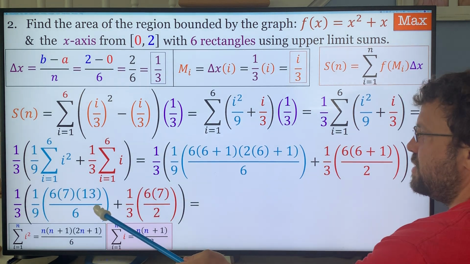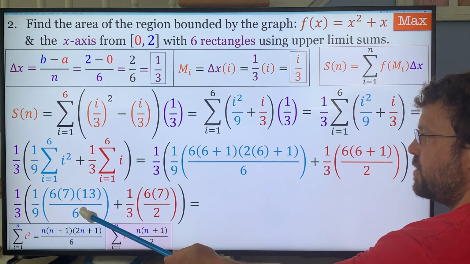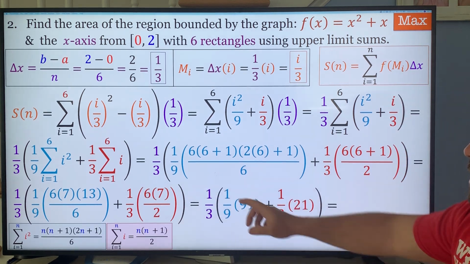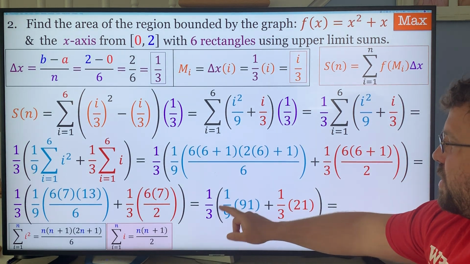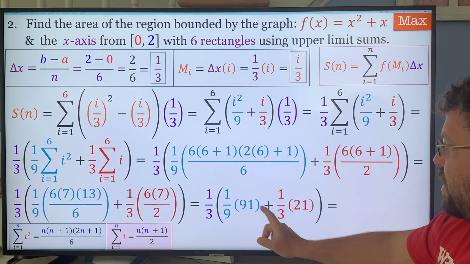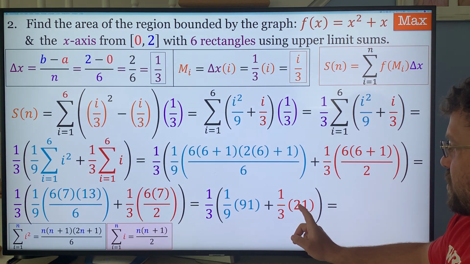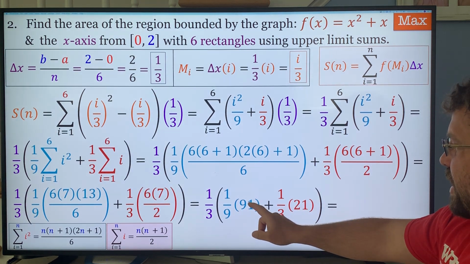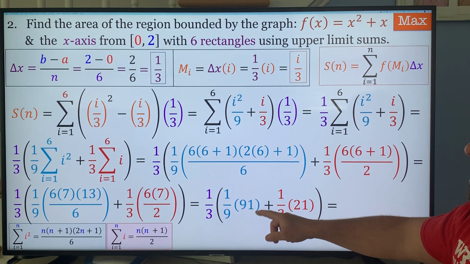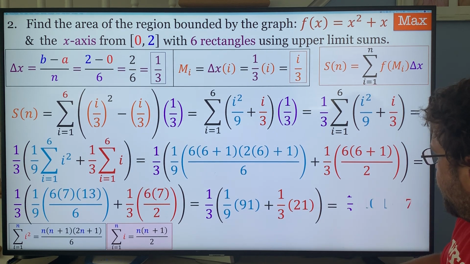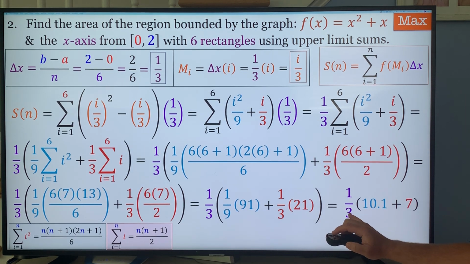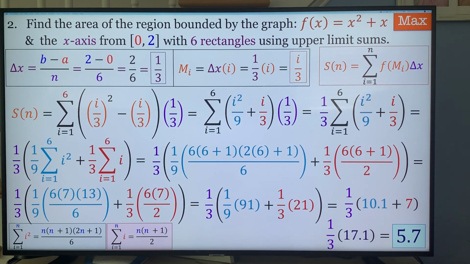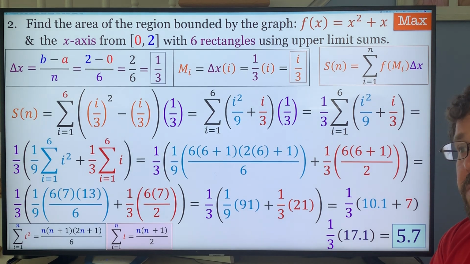All right, so there's a nice form. Multiply all this stuff together. You get 1/3 times the quantity 1/9 times 91 plus 1/3 times 21. A ninth of this is like 10.11 plus 7. 1/3 of that, 1/3 of 17-ish is 5.7. All right, so that is your maximum.